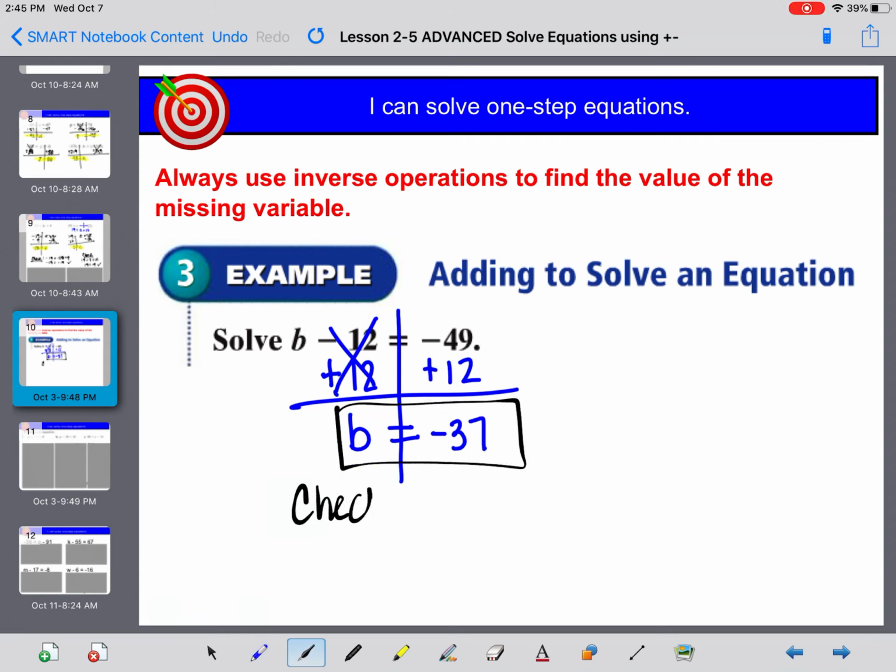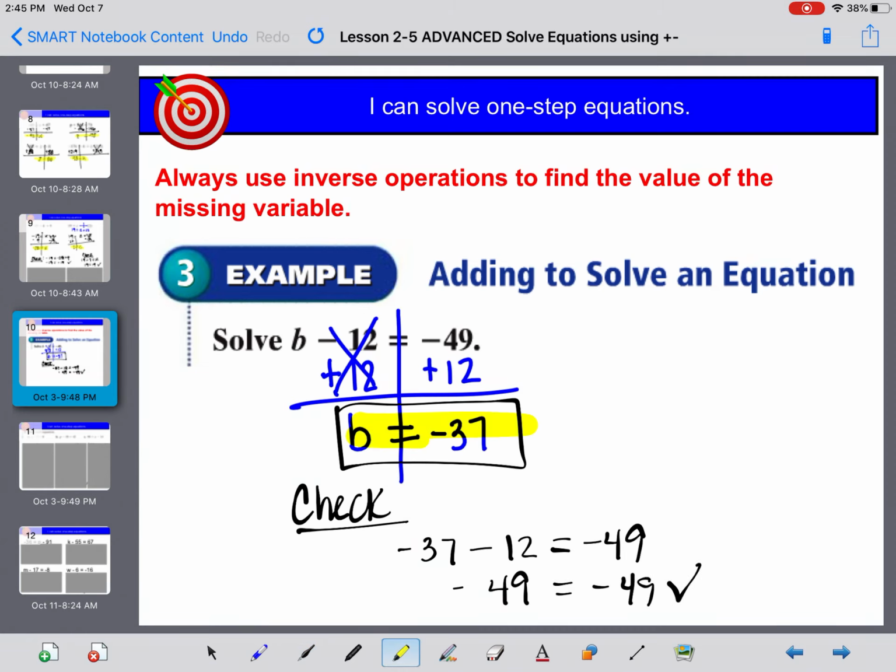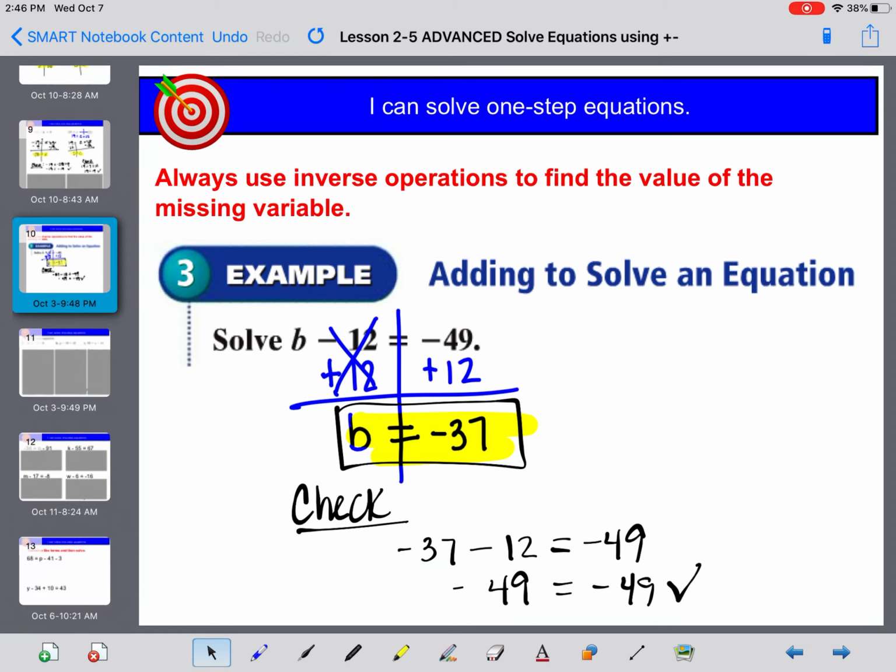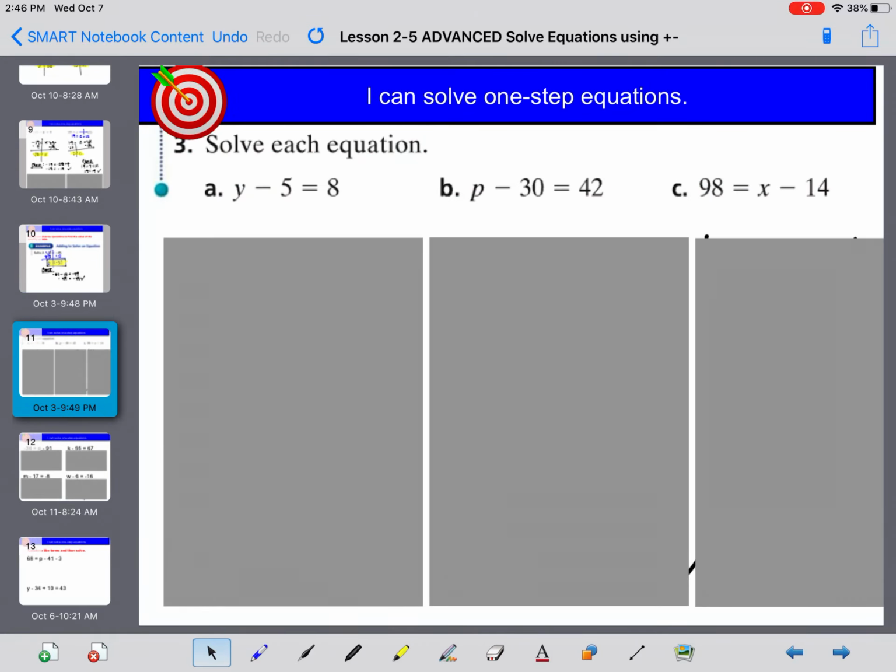Before I'm ready to declare this my answer, I check my work. Using substitution, negative 37 minus 12, does that equal negative 49? It sure does. So my answer is correct. Hopefully you saw that that was very similar to all the other ones we did. I'm going to let you do more of these independently, so pause the video and try these 3, and then come on back to compare.